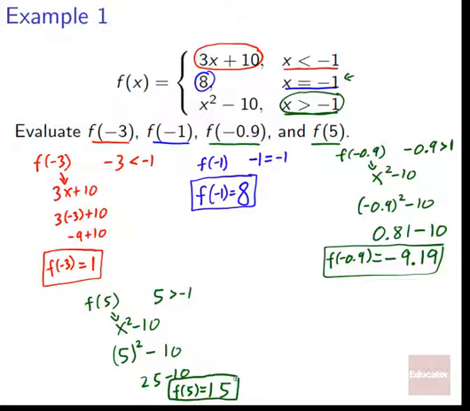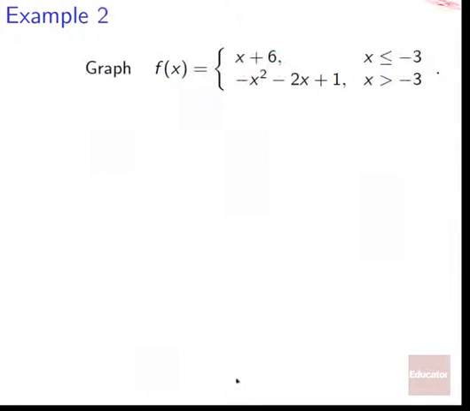You see which category it belongs to, then you plug it into the appropriate rule, and you just plug and chug like you're doing a normal function at that point. Great. Next one. All right. This one will graph a piecewise function.